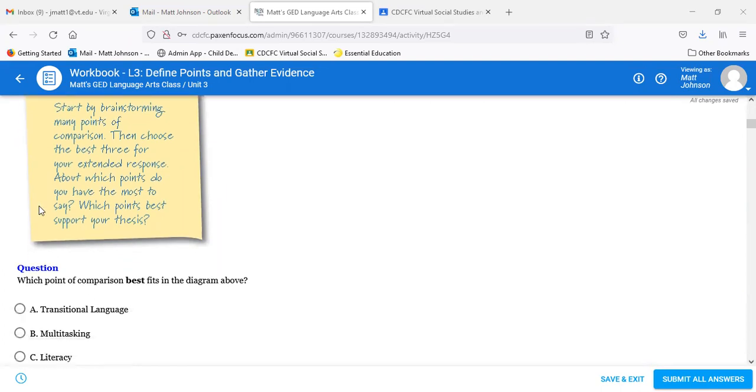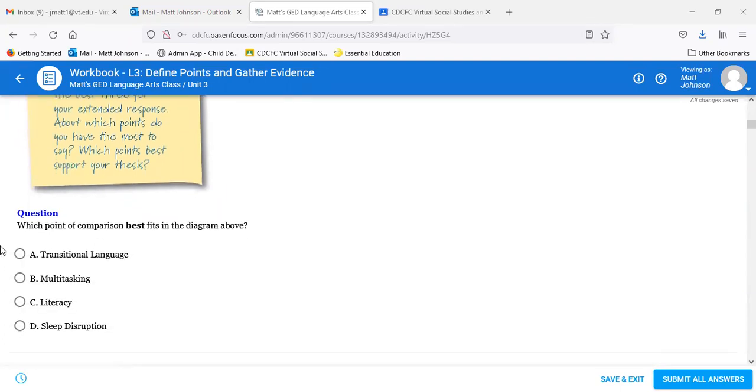So here, let's say, Tracy, you want to answer our multiple choice here? Yes. Which point of comparison best fits in the diagram above? A, transitional language. B, multitasking. C, literacy. D, sleep disruption.